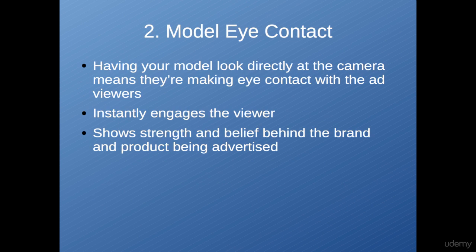Number two, model eye contact. Having your model look directly at the camera means they're making eye contact with the people who see the ad. People scrolling Facebook aren't going to stop at an image of some random person looking into the distance or looking some random way. However, they're more likely to stop scrolling if you can disrupt their pattern, disrupt what they're expecting to see, and instead show them a big photo of your model staring directly at them. They're going to feel really intensely and instantly engaged. And the eye contact itself shows strength and belief behind the brand and the product being advertised.